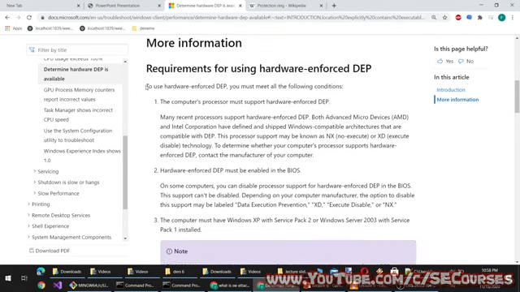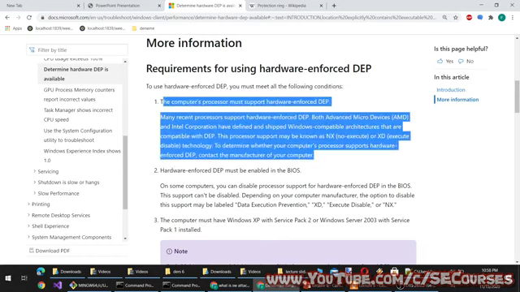Okay, so what requirements are there? To use hardware-enforced DEP, you must meet all the following conditions. The computer's processor must support hardware-enforced DEP. Many recent processors support hardware-enforced DEP. Both Advanced Micro Devices (AMD) and Intel Corporation have defined and shipped Windows-compatible architectures that are compatible with DEP. This processor support may be known as NX (No Execute) or XD (Execute Disable) technology. To determine whether your computer's processor supports hardware-enforced DEP, contact the manufacturer of your computer.